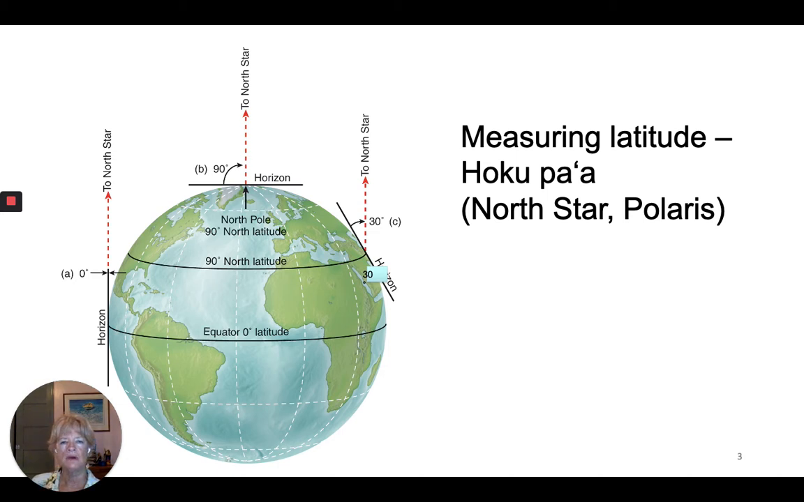In Hawaiian, it's called Hokupa'a because that means the star that is stuck. It's stuck in one place. While other stars move around in the sky, Hokupa'a is always at the same place, directly above the North Pole. If you're in the southern hemisphere, Hokupa'a is below the horizon, so you must use another star to navigate there.